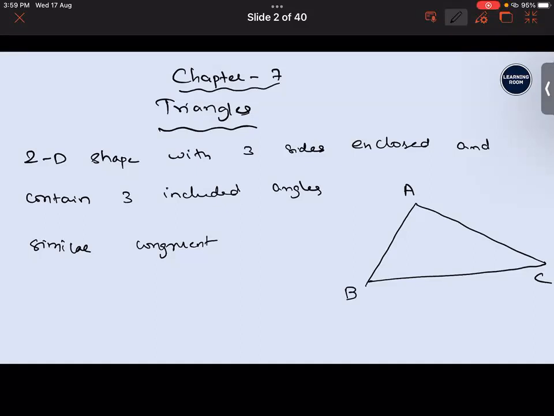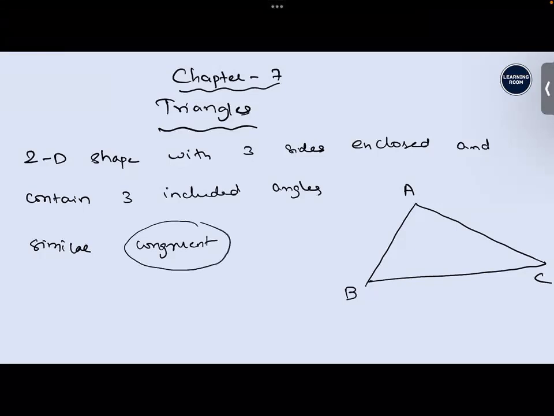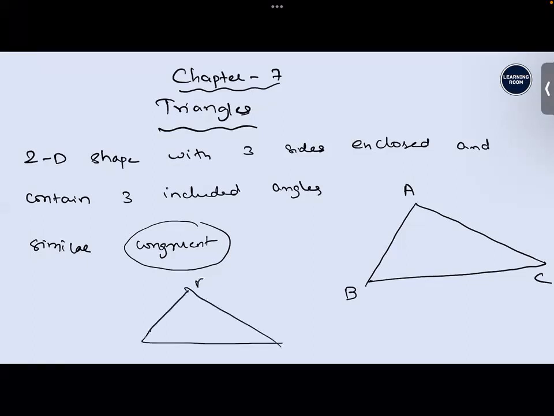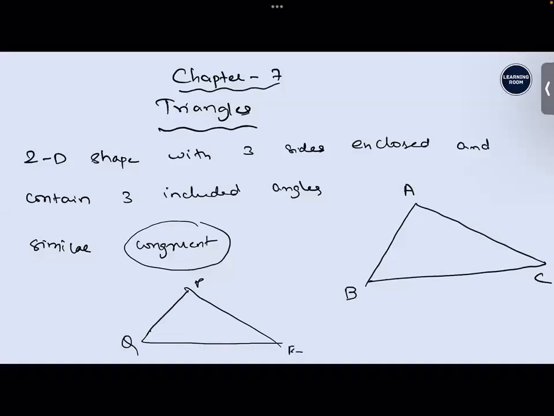So, when you talk about triangles, you can either talk about similarity or congruency. And this year, we are going to concentrate only on congruency. Congruency means our job is to prove that both the triangles have the same value of each side and the same included angles. Are you able to understand what I am trying to say? If I give you two triangles, ABC and PQR, and I have to say that these two triangles are congruent, then what is the necessary condition that should get satisfied?